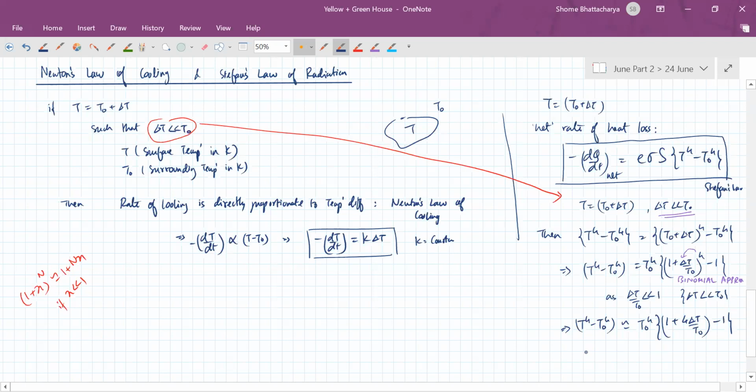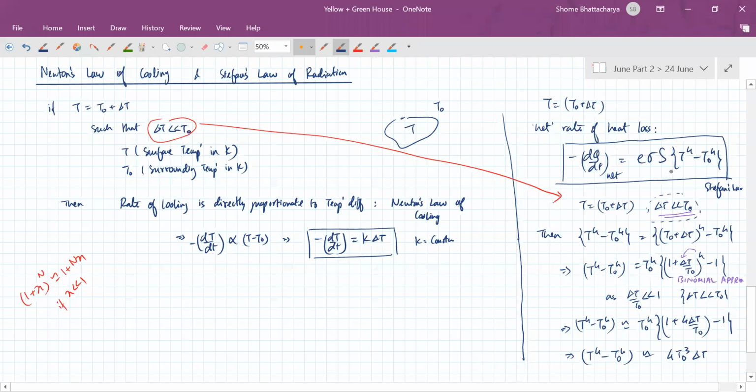So this term gets further approximated as, 1 and 1 will cancel, 4 times T naught cubed delta T. Now you can see that our net rate of heat loss becomes proportional to delta T, provided of course that the condition is satisfied, that delta T is small compared to T naught. Then you will see that Stefan's law of radiation is in agreement with the experimental law, which is Newton's law of cooling, that the rate of cooling is proportional to delta T.